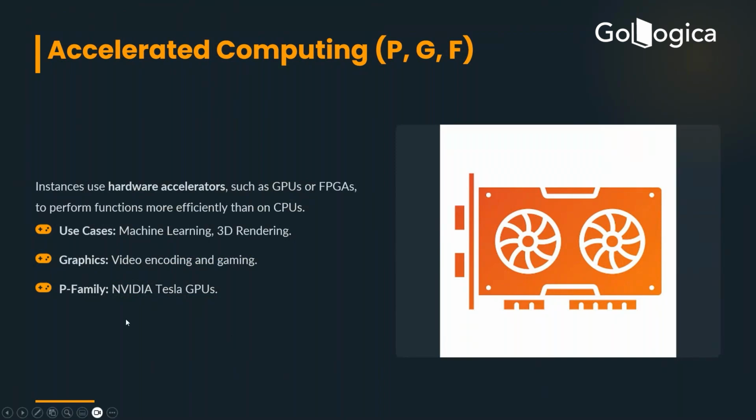So the P family, G and F, with NVIDIA Tesla GPUs, are examples of accelerated computing. Where you have a very high speed, low latency compute requirement, you need to go for accelerated computing. It will give you the fastest available compute performance.